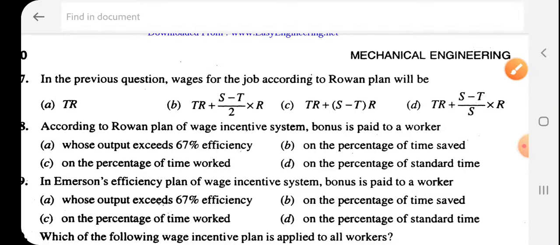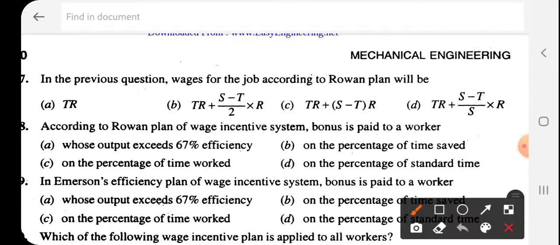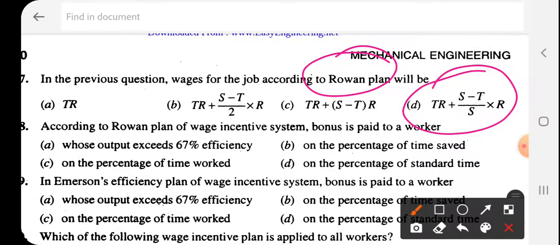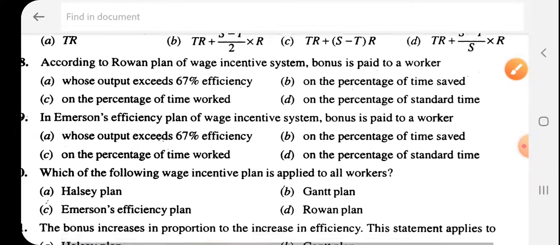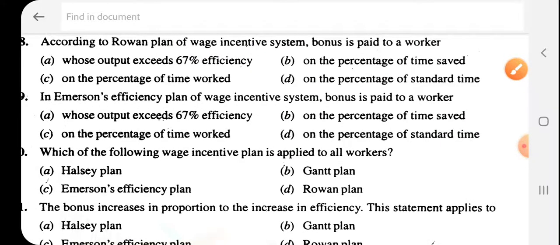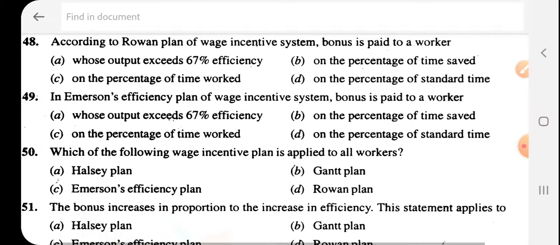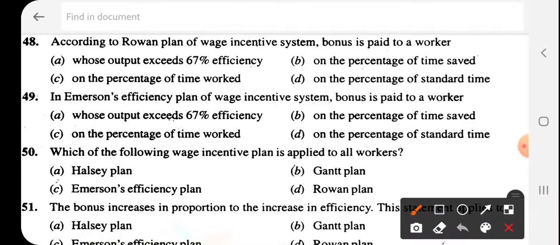In the previous page, for the Rowan plan, the correct statement is D. For the Halsey 50-50 plan, it was B. According to the Rowan plan of wage incentive, the bonus is paid to a worker, that is question 48, C, on the percentage of time saved. So according to how much time is saved for completion of that job, the bonus will be paid.